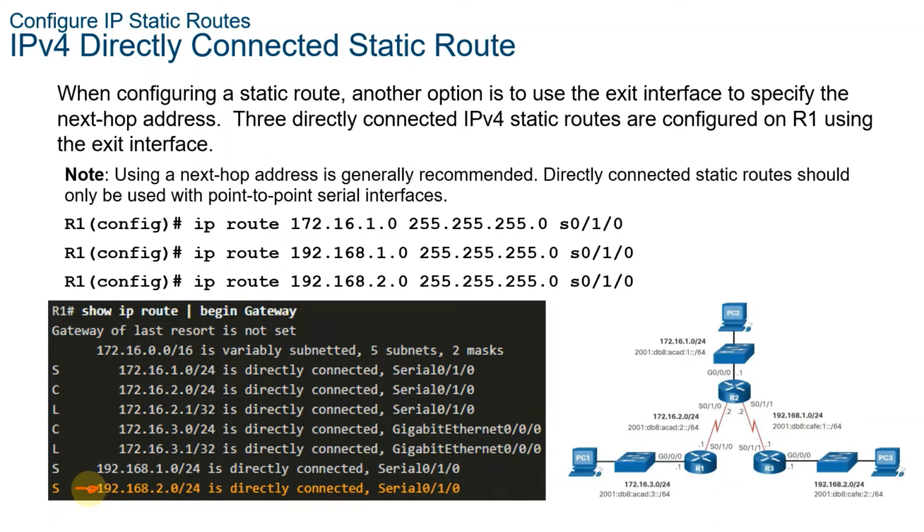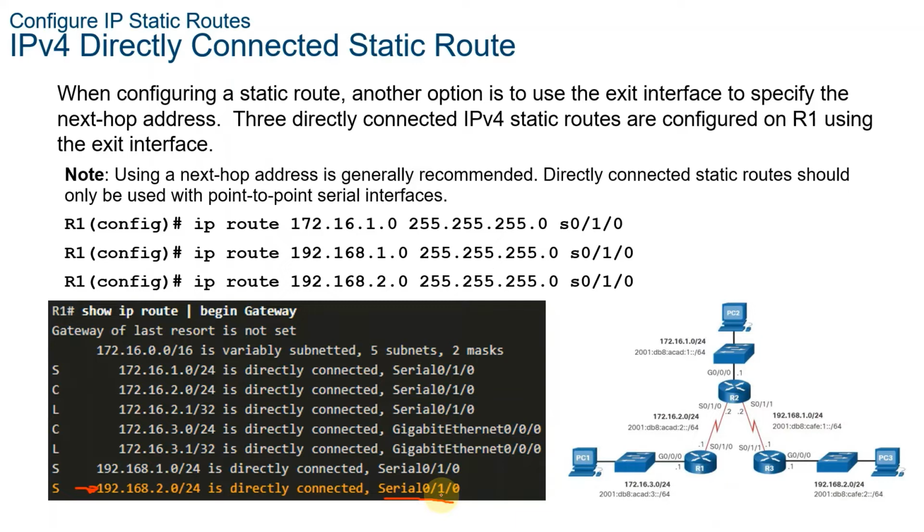R1 looks for a match in the routing table and finds that it can forward a packet out of the Serial 0/1/0 interface. Take note that this is your exit interface here. Note that using a next hop address is generally recommended. What we did earlier, we used the next hop IP address instead of the exit interface. This is a very important note here: using the next hop address is generally recommended.